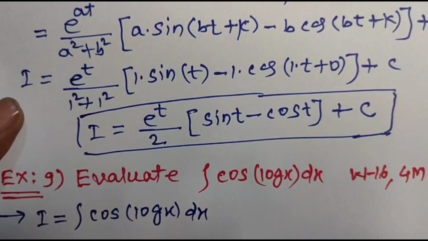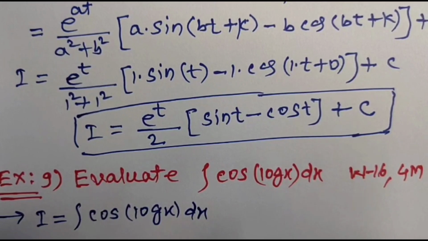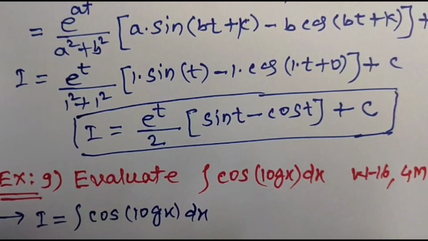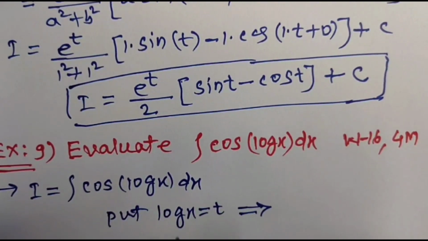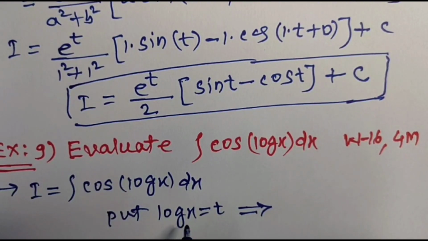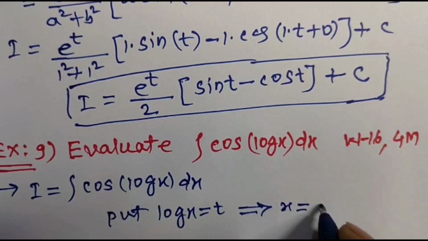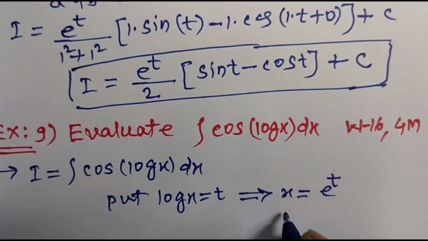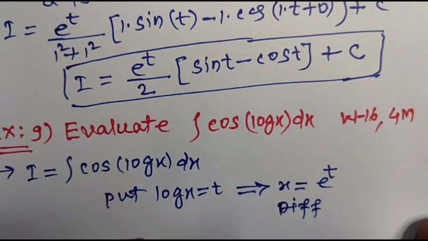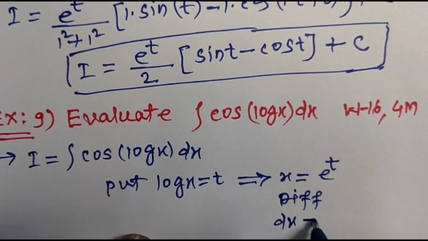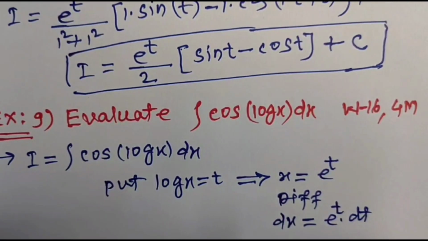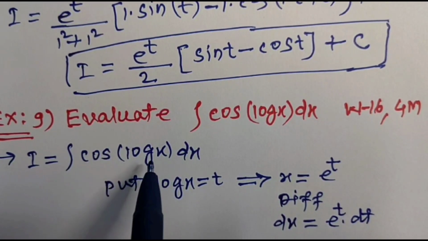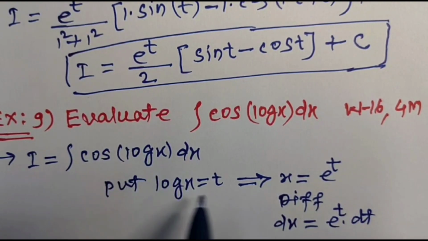First of all, we have to use substitution for log x. Put log x is equal to t. This implies, taking exponential on both sides, e to the power log x is e to the power t. That gives x is equal to e to the power t. Hence, differentiating, this can be written as dx is equal to e to the power t dt. Now replace dx by e to the power t dt in this integral and log x by t.